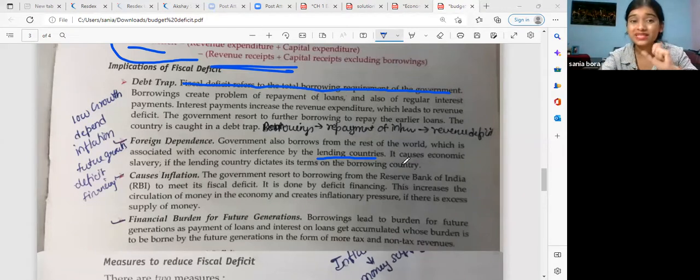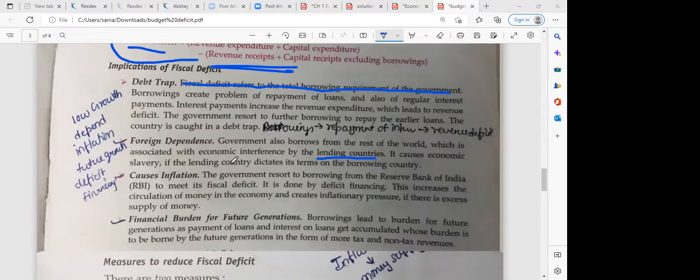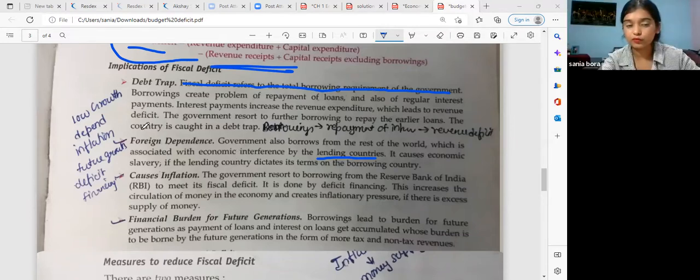It causes economic slavery. Whatever they say, you have to follow it, right? If the lending country dictates in terms of borrowing, it's not compulsory that they will dictate, but in case they dictate, that will lead to economic slavery. Slavery is basically I am someone's slave, I have to follow whatever the person says. Clear? For the dependence part. Yes, ma'am. Okay, so you can quickly write this point and then we'll move to the next.